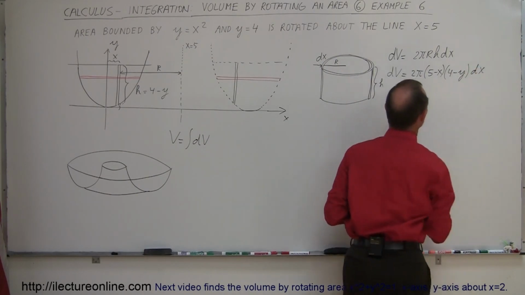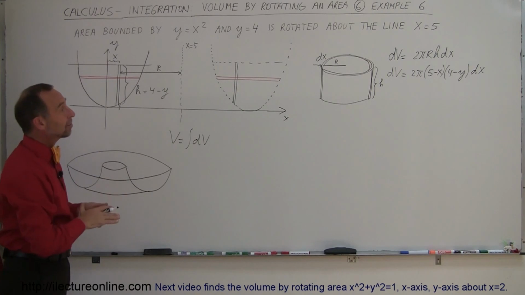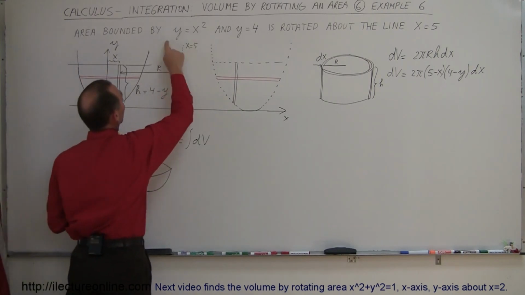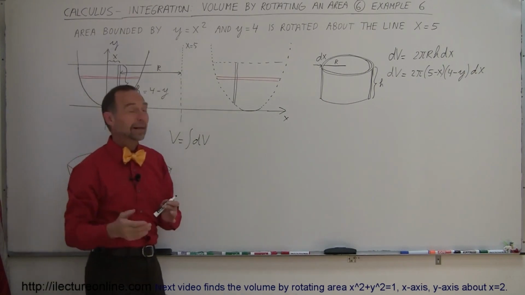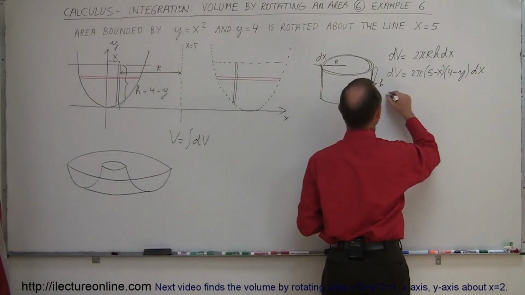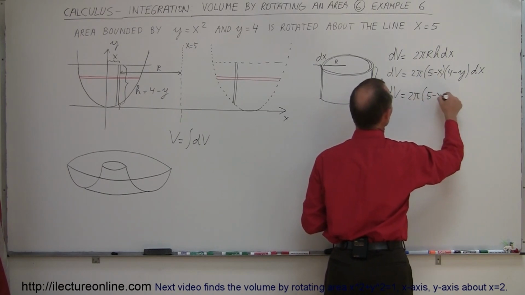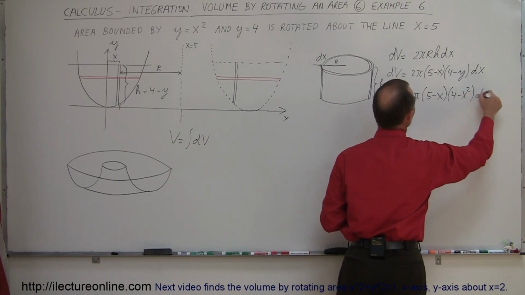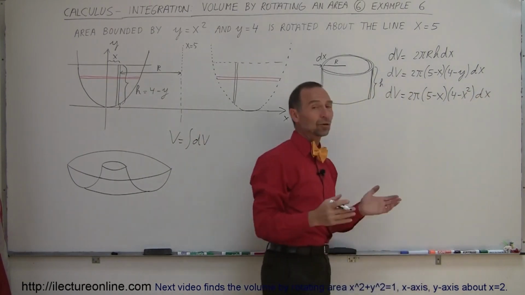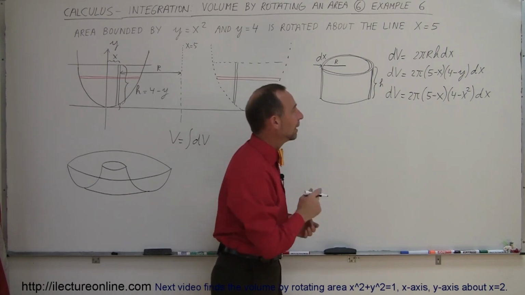times dx. Okay, now the only thing left to do is to convert y to x, and for that we need this equation right here. We realize that on the parabola y is equal to x squared, so instead of writing y we'll write x squared. So now we have dV equal to 2 pi times 5 minus x times 4 minus x squared times dx. And then the only thing left to do is multiply all that out, so we get one nice expression, and then we can go ahead and integrate that.